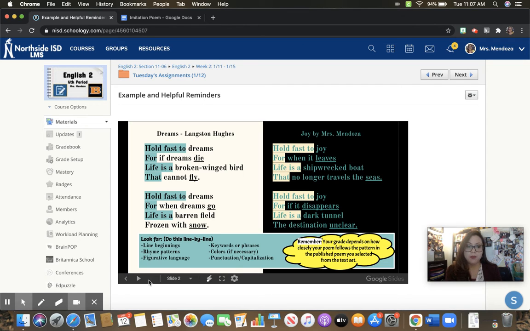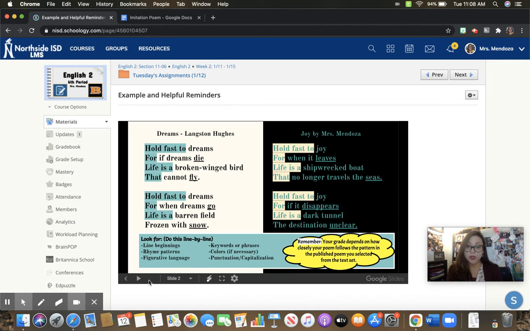At the bottom, to help you figure out how you're going to model your poem, you should probably do this line by line with the original. Look at the line beginnings, and look at keywords or phrases you want to pay attention to. Some of them have specific colors or adjectives, or rhyming patterns. Look at figurative language, if it has to have a metaphor or an allusion to something else. Look at punctuation and capitalization. Are there commas? Little things like that. You just take that exact structure and put your own information into it.